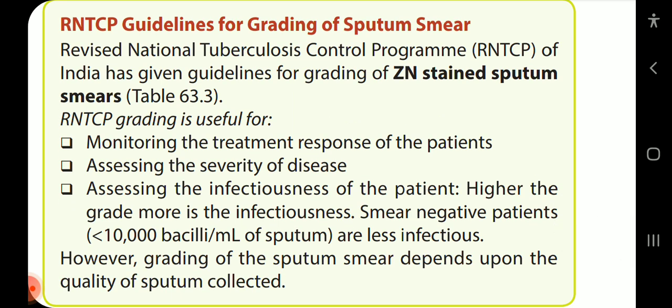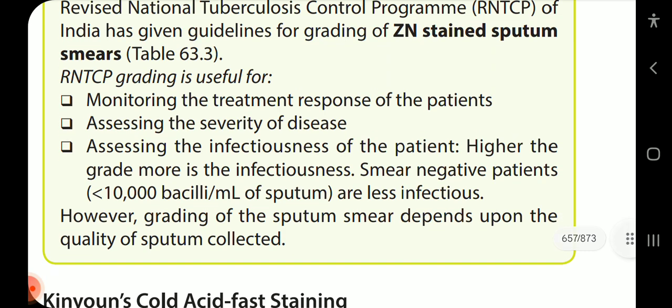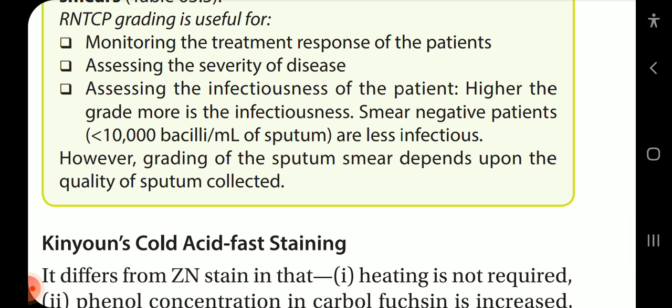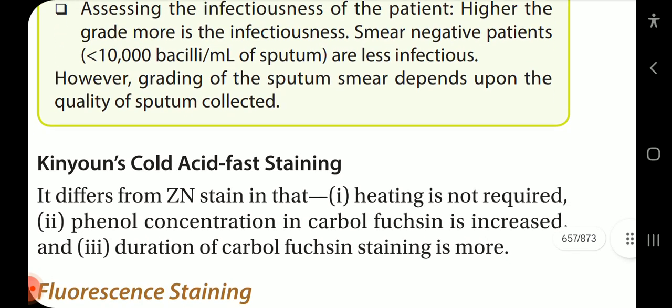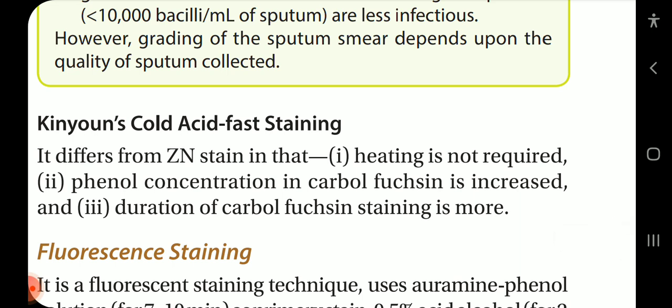RNTCP guidelines for grading of the sputum smear. The Revised National Tuberculosis Control Program (RNTCP) of India has given guidelines for grading of Zn stained sputum. Already we have discussed. RNTCP grading is useful for monitoring the treatment response of all the patients, assessing the severity of the disease, and assessing the infectiousness of the patient. The higher the grade, the more is the infectiousness. Smear negative patients with less than 10,000 bacilli per ml of sputum are less infectious. However, grading of the sputum smear depends upon the quality of the sputum collected as well.